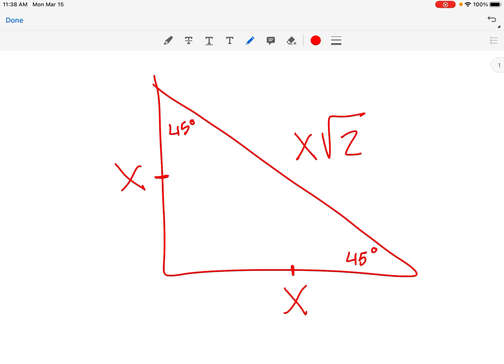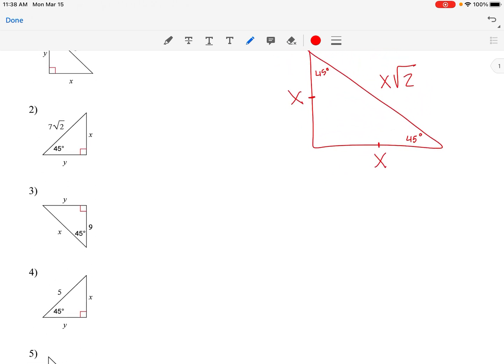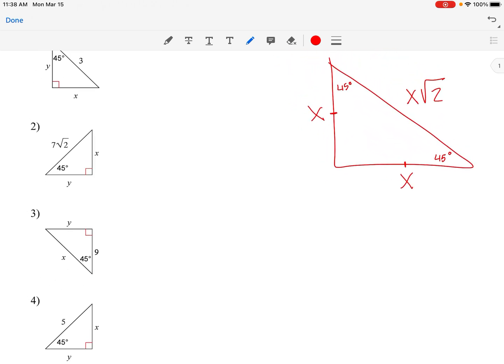So let's look at some examples over here. Let's look first at number 3. That's going to be one of the more simple ones that you're going to do. We're given one of the legs, and we know that because wherever the 90 degrees is, the two sides that make up that 90 degrees are called the legs. So 9 is one of the legs, so that just means that's going to be one of these sides. That means this side, the other leg, is going to be exactly the same number. So we can just say y equals 9. It's exactly the same number, so we've got one side already.